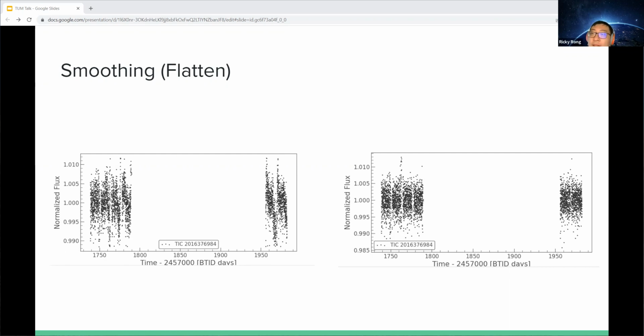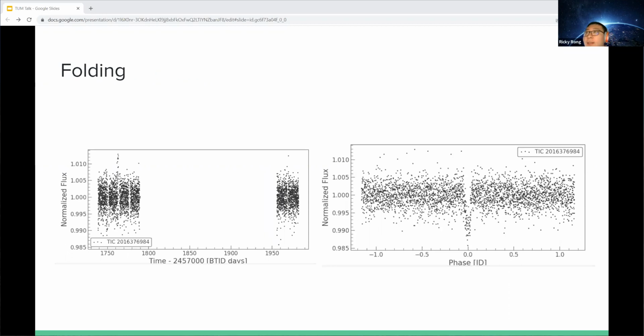Okay, so after flattening, the next step is folding, and this is where you see it actually start to become a light curve, and that's just us folding the absolute time into a phase. As you can see the change on the x-axis. After folding it, you start to see the very clear dip in flux at around phase 0.